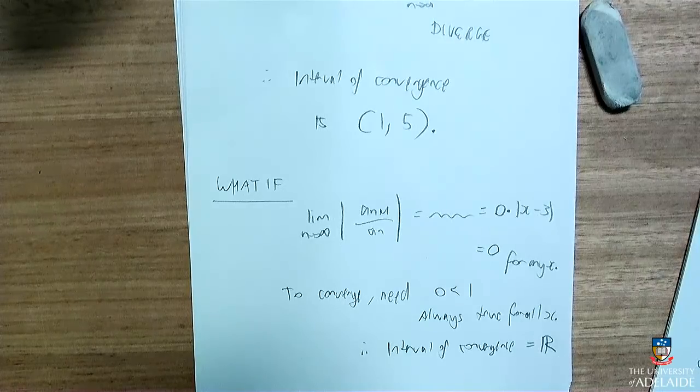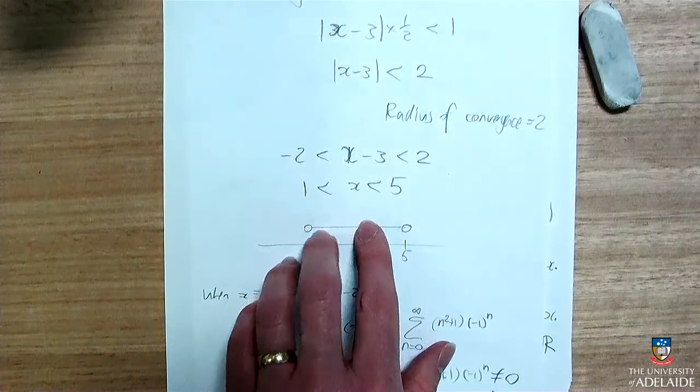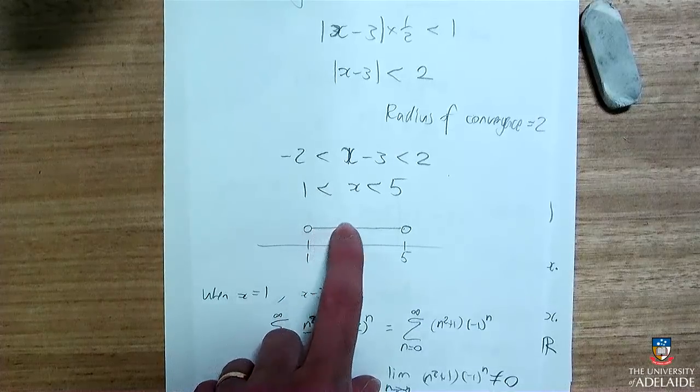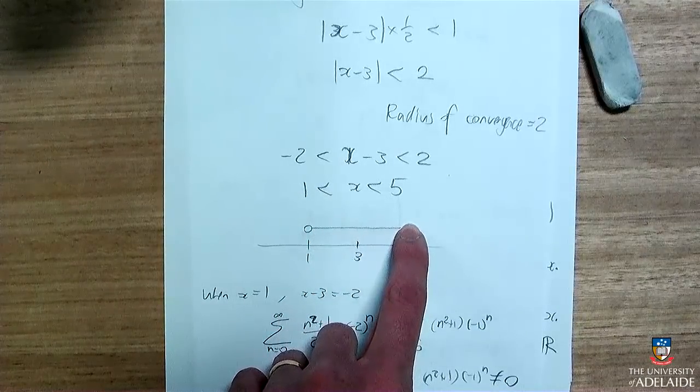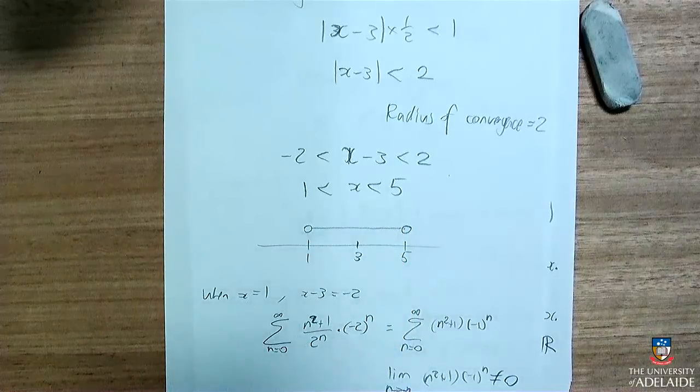So the radius of convergence is just this number. It's how far the edges are from the centre. The interval of convergence is the description of this entire little region here. So the radius is half of the width of the interval. So if someone gave you an interval of convergence and said, what's the radius? You just find out how wide it is and divide by 2.